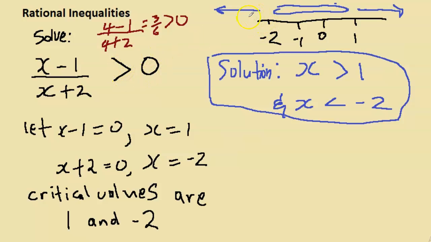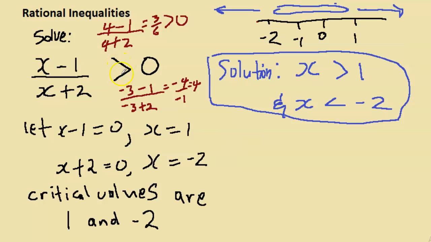Let's try a value that's less than negative 2, negative 3. If x is negative 3, what I'll have here is minus 3 minus 1, and the denominator is minus 3 plus 2. Minus 3 minus 1 is negative 4, over negative 3 plus 2, which is negative 1. So we have negative 4 over negative 1, which is positive 4. Now, is positive 4 greater than 0?